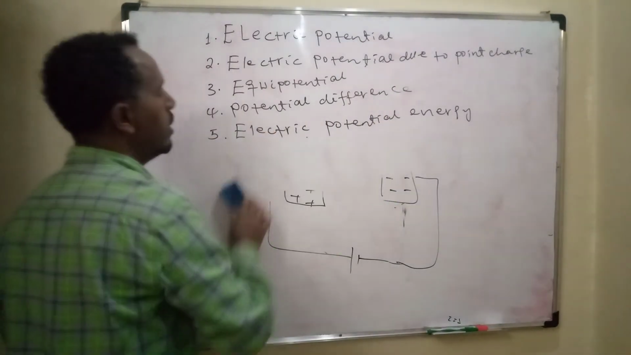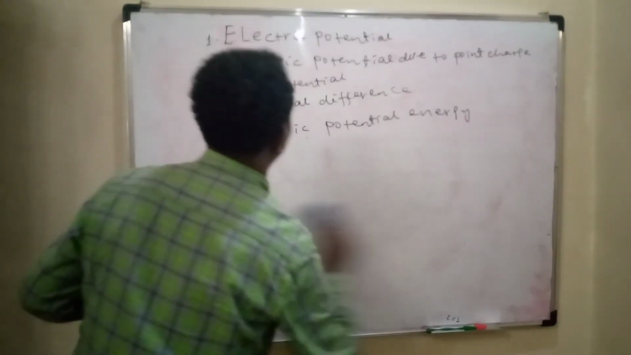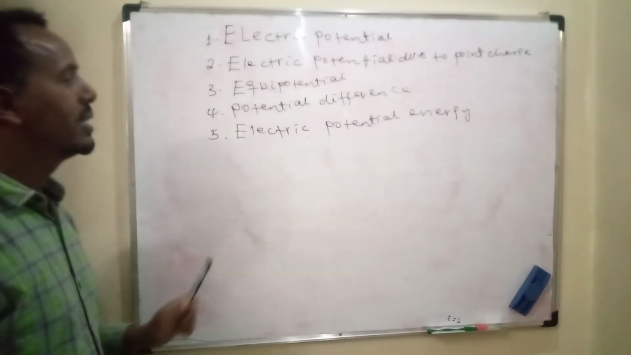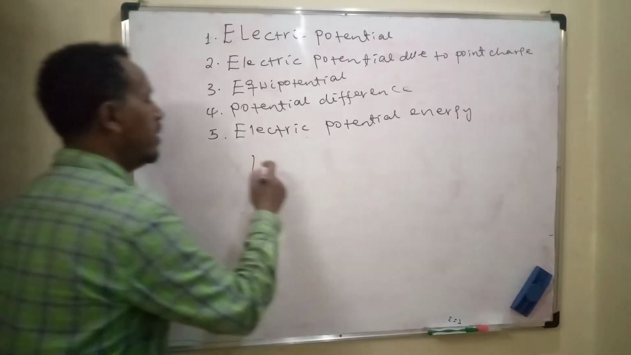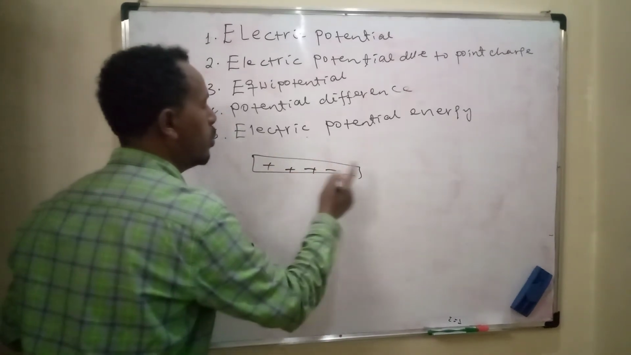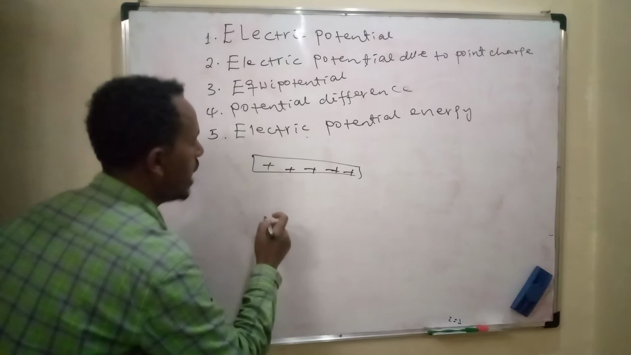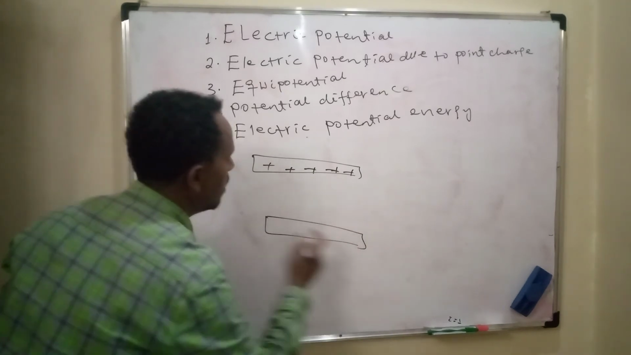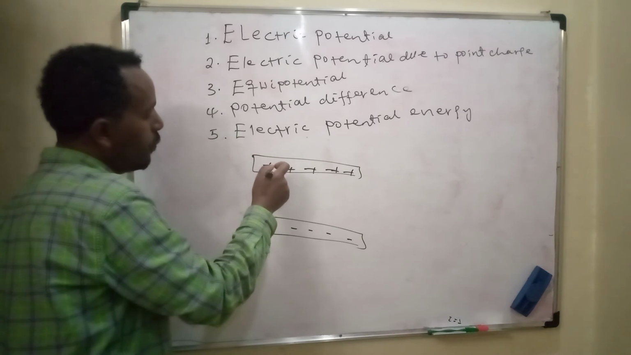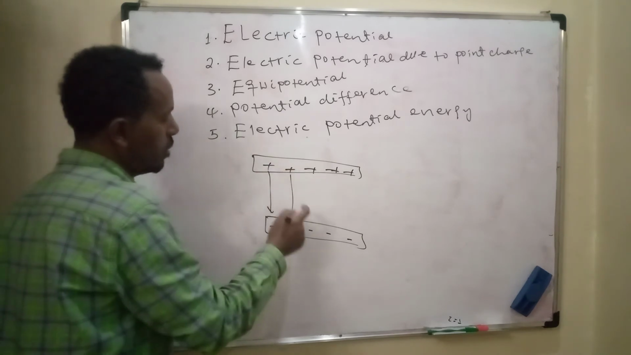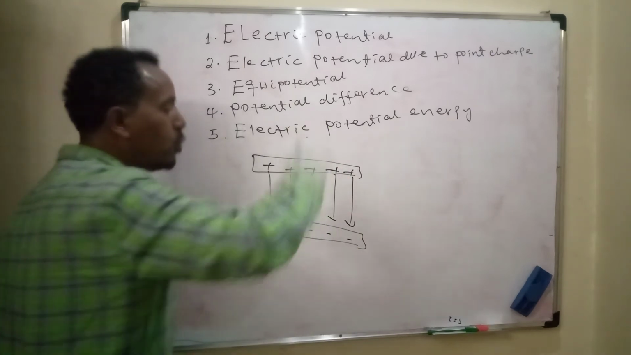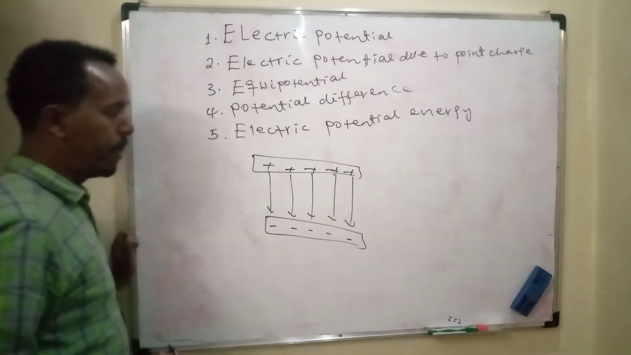The last point is electric potential energy. This is energy. For example, let's say this is a positively charged plate and another plate here, negatively charged. The field lines are drawn from the positively charged plate towards the negatively charged plate, just like this. It is uniform in between the two plates.